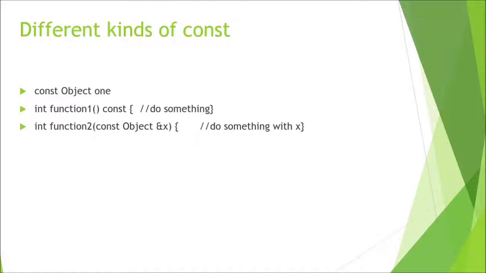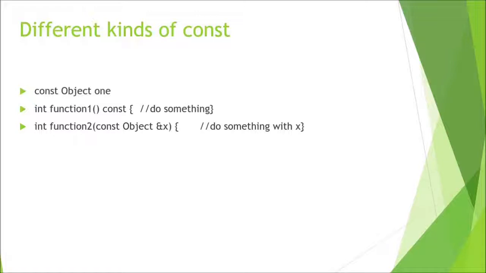In the last example, this is a method that takes a constant parameter. This means that the logic inside function 2 is not allowed to change anything to do with x. Also note the parameter is being passed by reference, not by copy. It's a kind of read-only method.